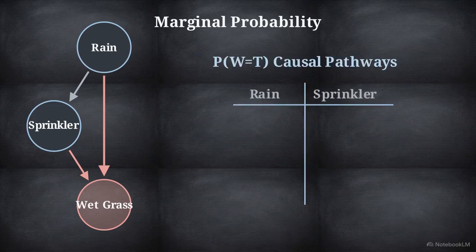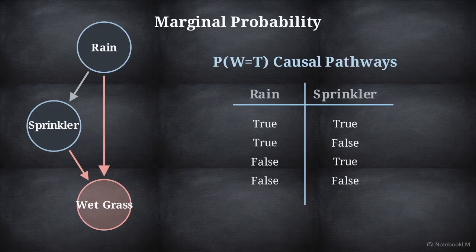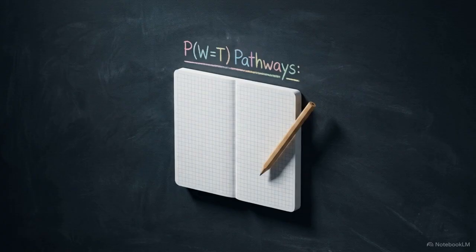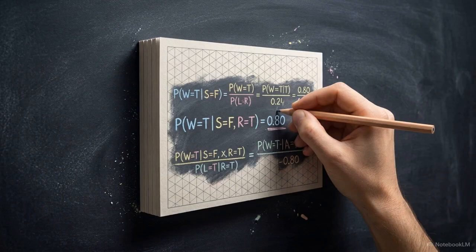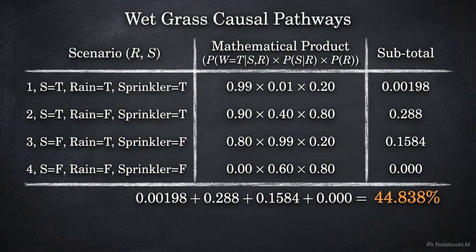Now look at the wet grass node. It is influenced by two parents, rain and sprinkler. This means there are four distinct causal pathways that could result in a soaked yard. Grab a notebook and pause the video right here. Write out all four true and false combinations of those two parent nodes. Calculate their joint probabilities, multiply each by the chance of wet grass, and see if you can arrive at the final overall percentage. Let's review the steps.